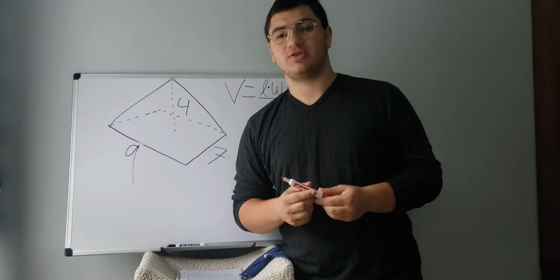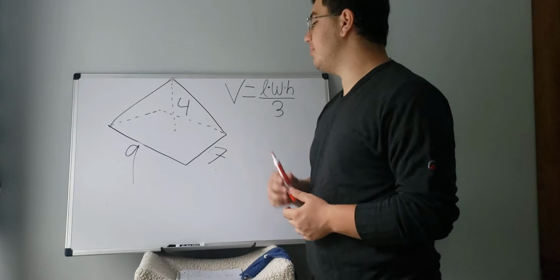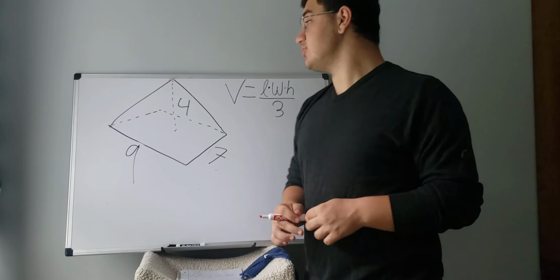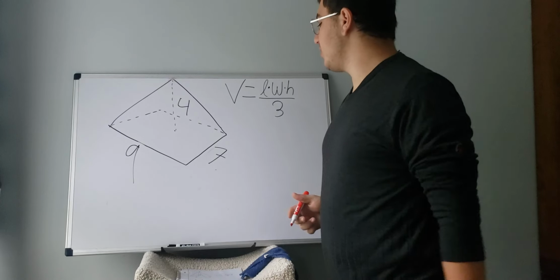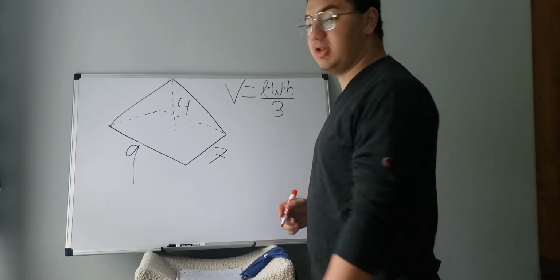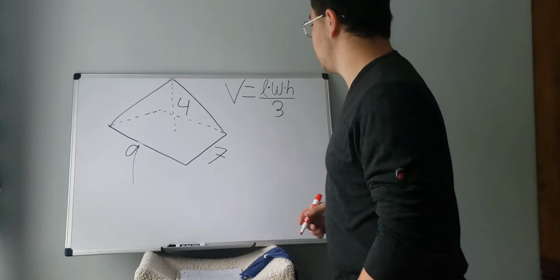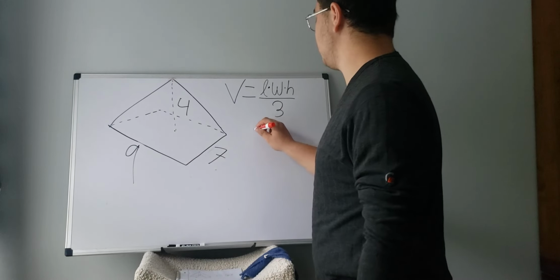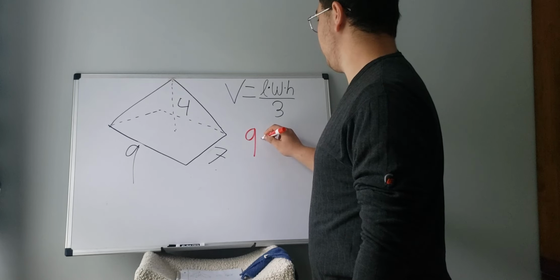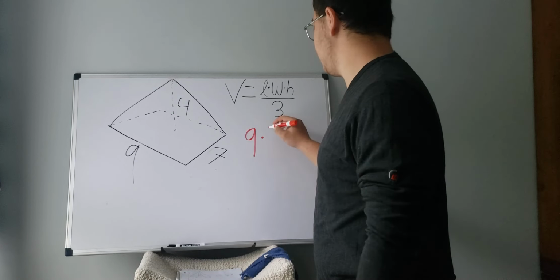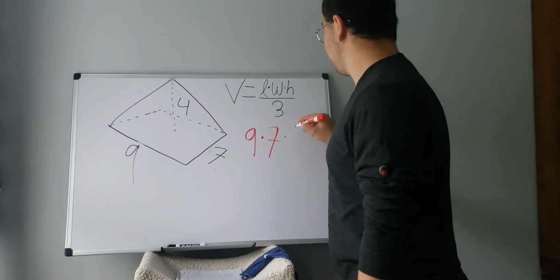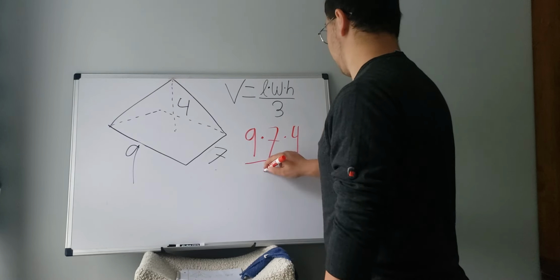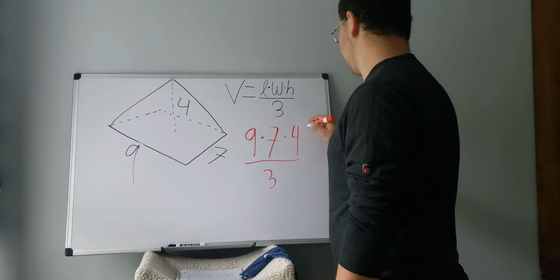Okay guys, so we're back with the final example. And here we have a bit of a bigger number, so that means we're going to get a bigger answer. And like we did in the previous videos, we're going to plug those numbers in and get our answer. So let's go ahead and do that. So our length is 9, our width is 7, and our height is 4. We're going to multiply those numbers, and we have to divide by 3.